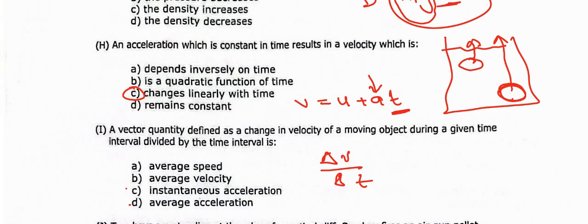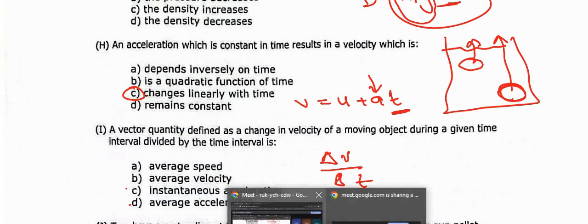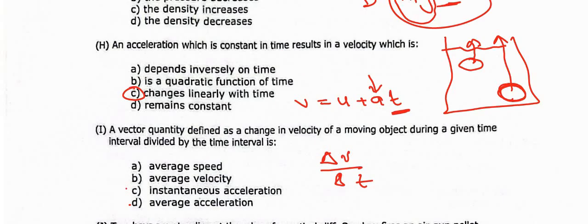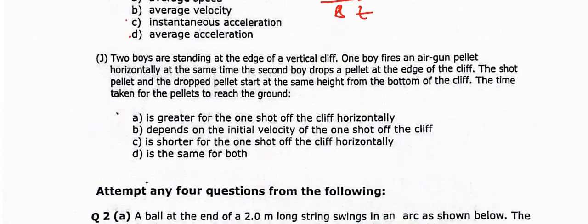Yes, the answer is D. Reason being, we're given an interval, right? So average has to do with averages. There needs to be an interval that you're going to be checking, whatever quantity you're checking. For instantaneous, it should be an exact velocity at an exact second. So that's the main reason why the answer here is going to be D, because the velocity change was over an interval of time. Then look at J.